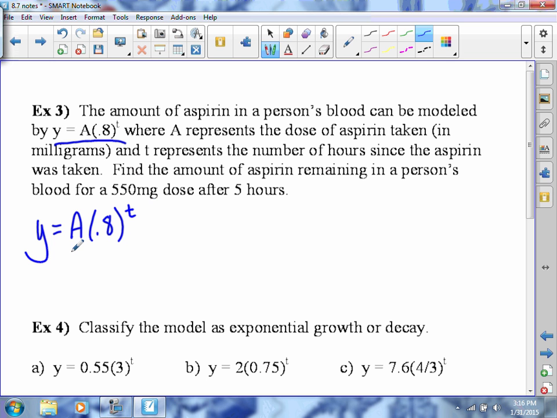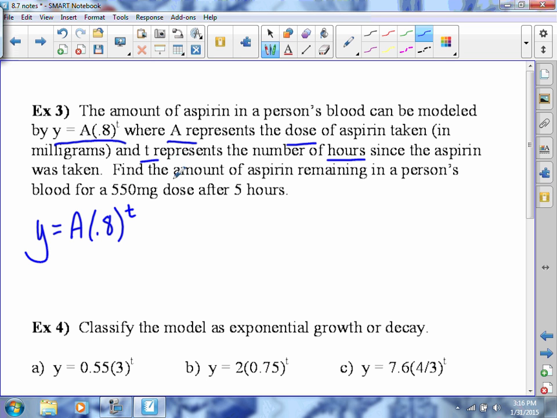Instead of a C, they have an A. And they tell you that A represents the dose of aspirin. Okay. And then we have 0.8, so it's kind of like they've already done the 1 minus the rate for us. And then we have T for time, probably. It says T represents the number of hours since the aspirin was taken. Okay. So right here they tell you what A represents. A is the dose, and then T is the number of hours.